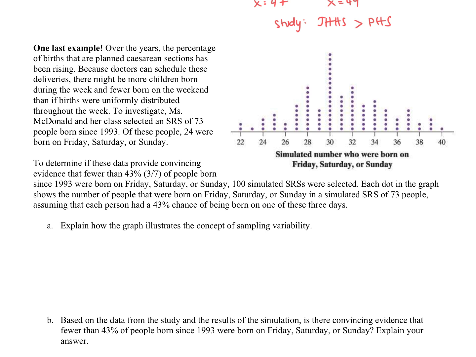So that dot plot is just an ideal world. So this dot, for example, represents one sample where 40 out of the 73 people were born Friday, Saturday, or Sunday. Does that make sense what this graph is showing? Part A, how does this graph illustrate the idea of sampling variability? Okay, so let's start talking. How does this graph illustrate sampling variability?